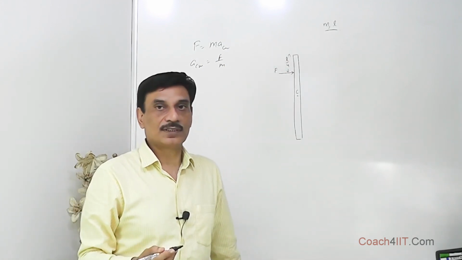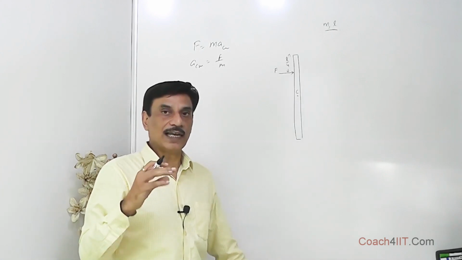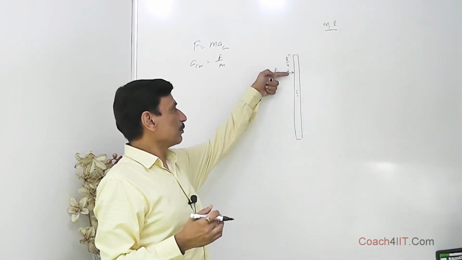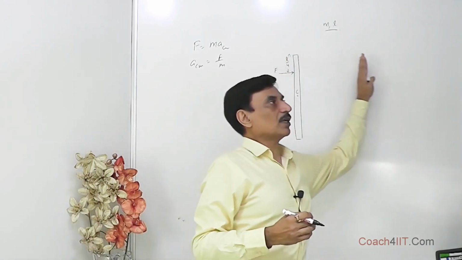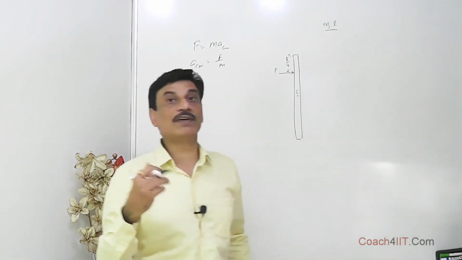As you change the distance of this force from center of mass, as you change its location, its alpha will change. It will have effect on its alpha. The alpha may be more or less. Like if you apply F over here at the center of mass only, this rod will have only pure translation this way. This will have acceleration only. This will not have any alpha.